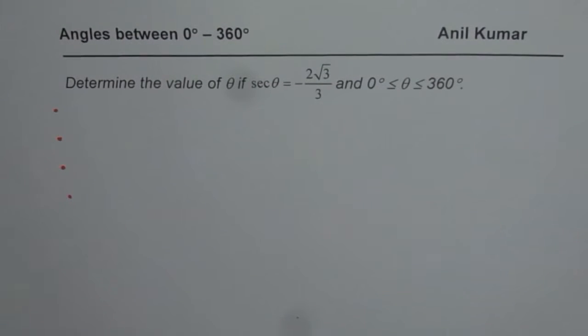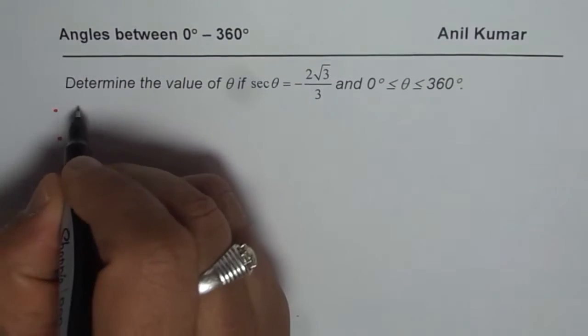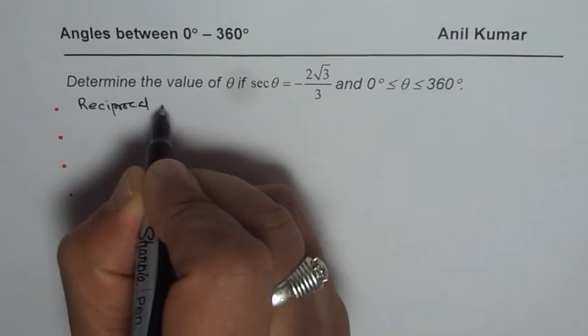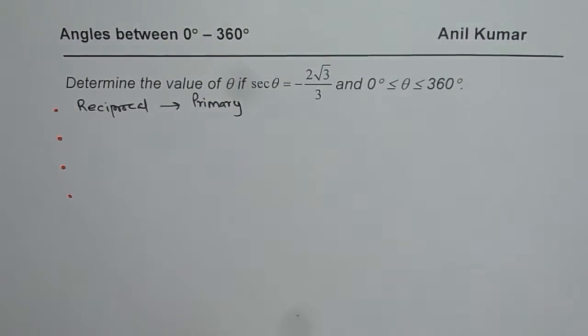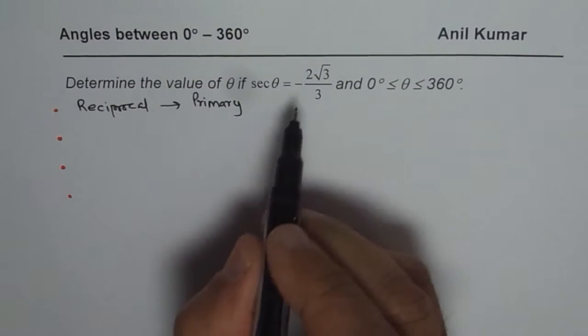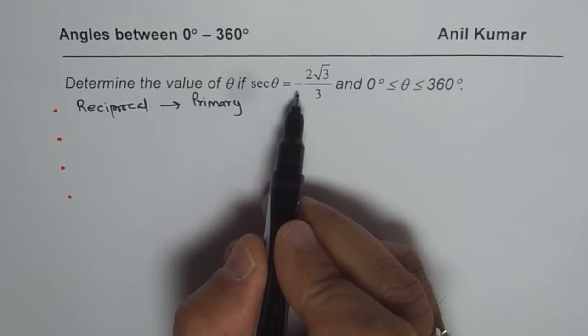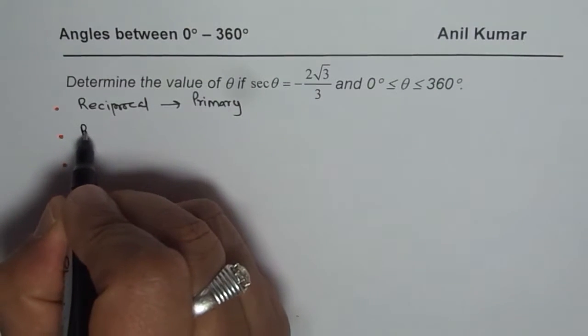The very first step is that we need to see the trigonometric ratio in the form of a primary trigonometric ratio. So whenever a reciprocal ratio is given to you, convert the reciprocal to a primary trigonometric ratio. That is the first thing. The second step: if a negative value is given, in that case, you should not find the principal angle theta directly, but try to find a related acute angle.